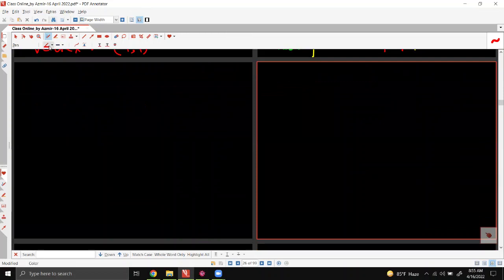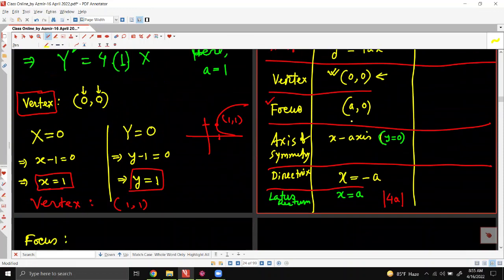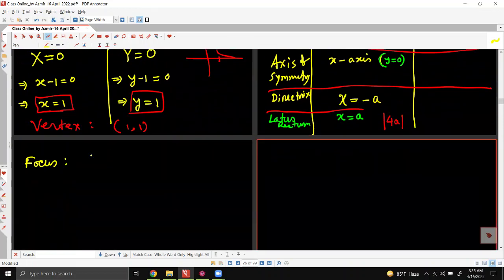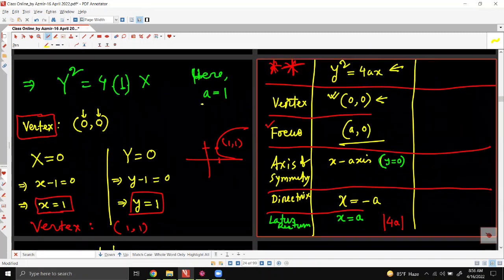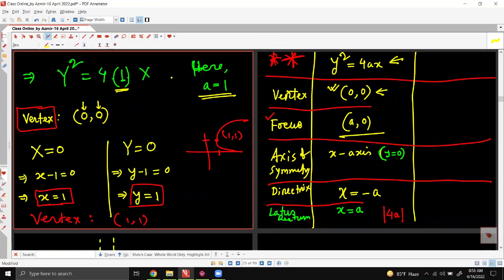So for the focus, the formula is a, 0. That means capital X is a and capital Y equals 0. This is x, this is y. Now we have to place the term for capital X. It is small x minus 1. And what is the value of a? a is 1. Okay, because a is found from 4ax. So a is 1.